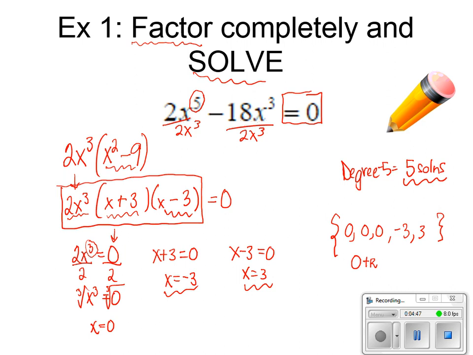I should have as many solutions as my highest power, or my degree. So I can write 0, 0, 0, negative 3, 3, or 0 triple root, where TR means triple root, negative 3, 3. And those would be my answers. Okay, let's do another one.